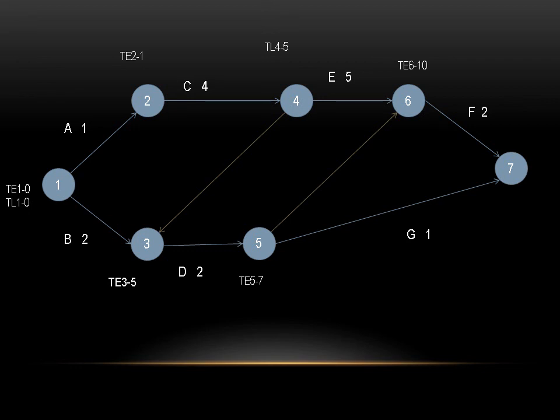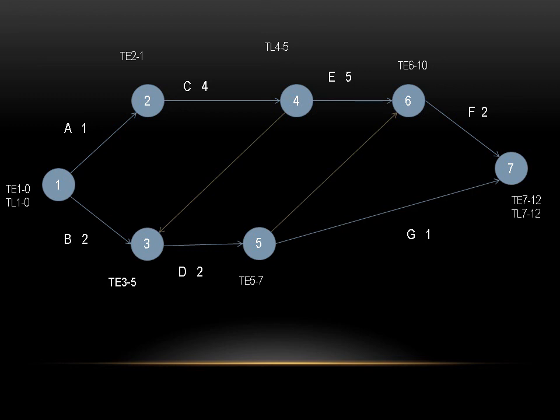Then at 6 it is 10. How? 4 to 6 it is 5 plus 5, 10, and 5 to 6 it is 7 plus 0, 7. 10 comma 7, which is greater? 10. So we'll directly write 10. In 7 it is 10 plus 2, 12, and from 6 to 7 it is 10 plus 2, 12, and from 5 to 6 it is 7 plus 1, 8. Which one is greater? 12. We'll write TE7 12 and TL7 it is obviously 12.